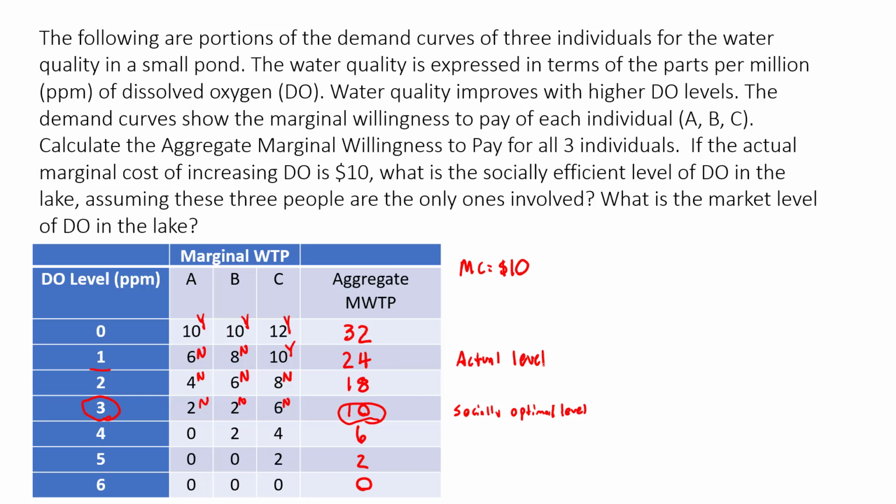So once again, this is going to be underprovided because of people trying to free ride off of others' willingness to pay. So again, the actual level of dissolved oxygen is going to be 1, although the socially efficient level would have been 3. Right? So again, there's going to be fewer units out there than the market would like because free riders are trying to enjoy the benefit of this without necessarily being willing to pay for it.